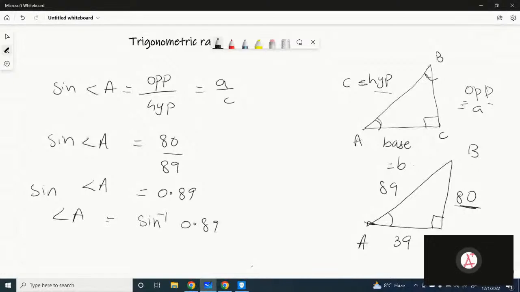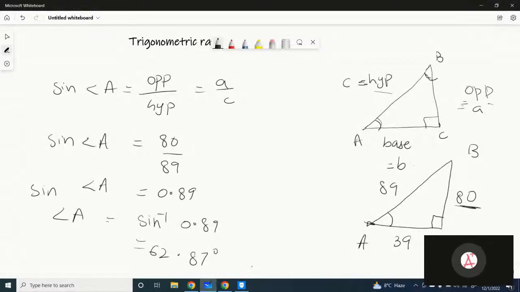I suppose you know how to find sine inverse. Just use the shift sine and 0.89. It will equal 62.87 degrees. Got it? So that means the angle A is 62.87 degrees.